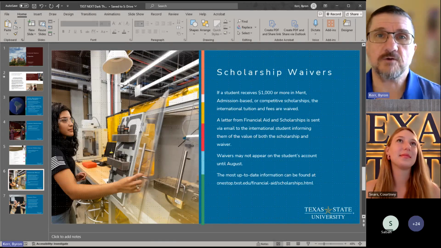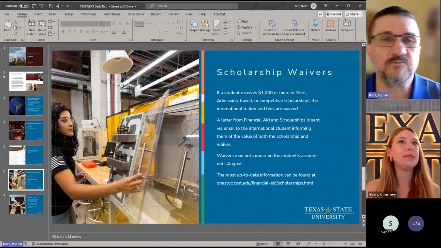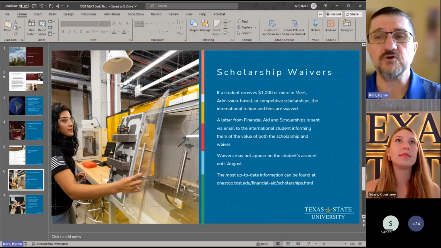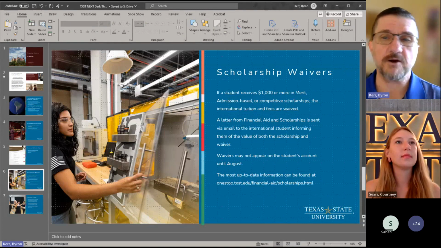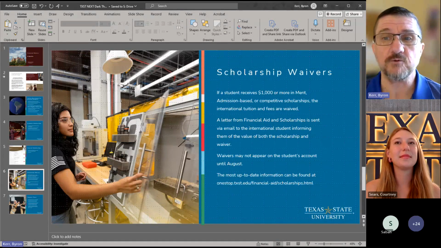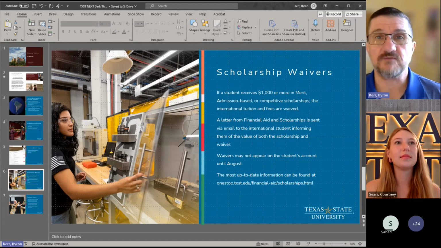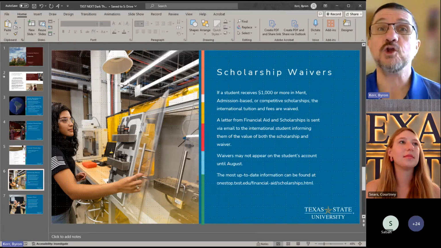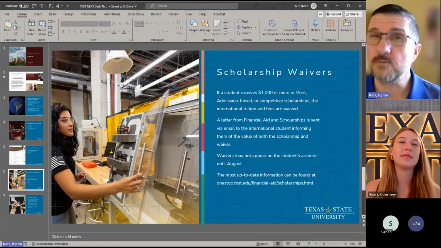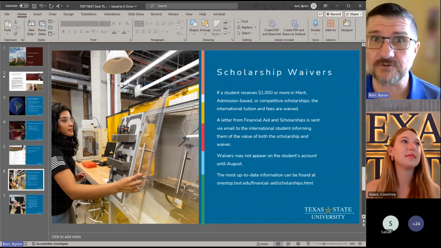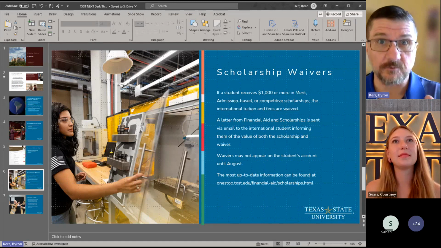I've mentioned a few times already in this conversation tuition waivers through the scholarships. The way that works is if a student receives $1,000 or more in merit, admissions-based, competitive scholarships, you also receive a waiver for those international and out-of-state fees, which is huge. That is worth a little more than $6,000 annually. Excuse me, I take it back, a little more than $12,000 annually, $6,000 a semester. It's a pretty big chunk. It's a lot of money.